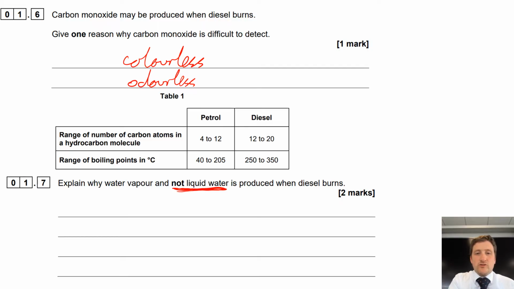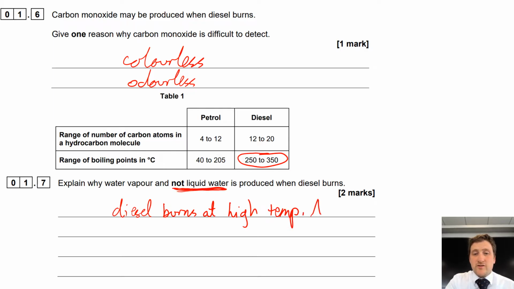Well, diesel burns, or diesel boils, I should say, at 250 to 350 degrees, okay? So it's a really, really high temperature. Now, what do we know? Well, diesel burns at a really high temperature. And we can say that. We can literally just say, diesel burns at a high temperature.